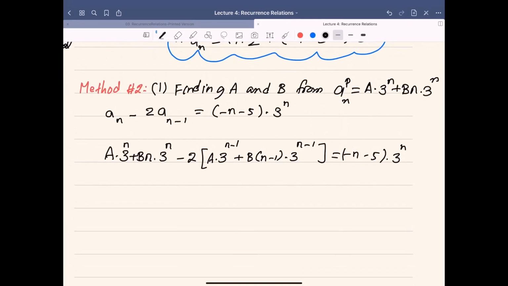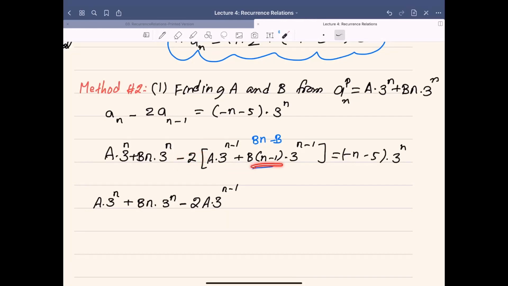So we will simplify it by distributing. So A times 3 raised to power n plus Bn times 3 raised to power n. Let's go to another line so we don't get congested. Minus, now for this value, in fact it is Bn minus B. So minus 2 times A, 3 raised to power n minus 1. Here I'm multiplying minus 2 to this term. Now I need to multiply minus 2 to this term.